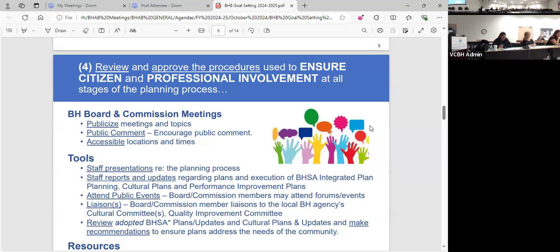And then tools, and actually I should talk about accessible locations and times, especially now that you have the requirement to have a member that's 25 years of age or younger. You need to be very careful to make sure that you have that person. It's a requirement of your membership. And a lot of people that are that young, they cannot meet at 1 o'clock. Sometimes they're in school.